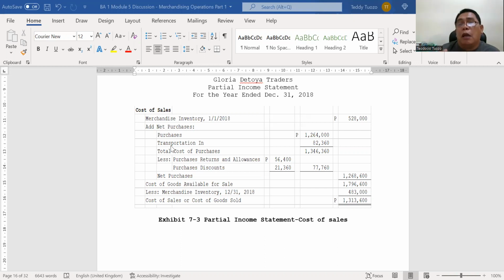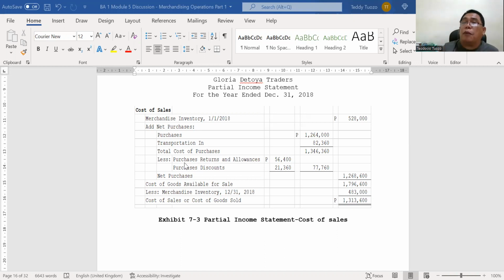Transportation in is the transportation cost when you buy from the supplier, where you paid for the transportation. If the seller paid, it is FOB destination, then there should be no transportation in. But if FOB shipping point, the buyer should pay, and it is a transportation in, an addition to cost of sales. And then total cost of purchase, less purchases, returns, and allowances.